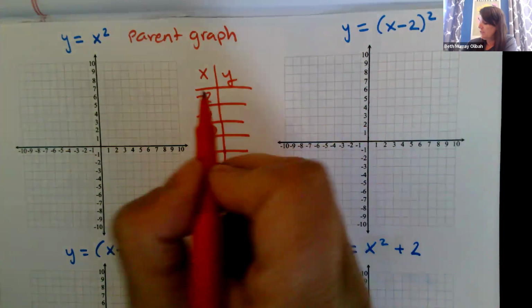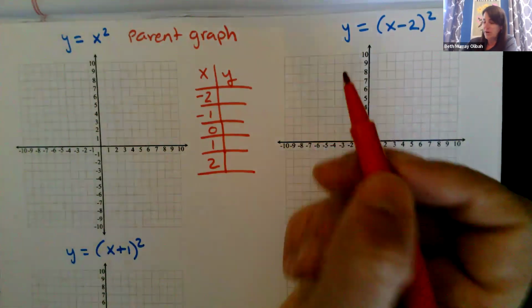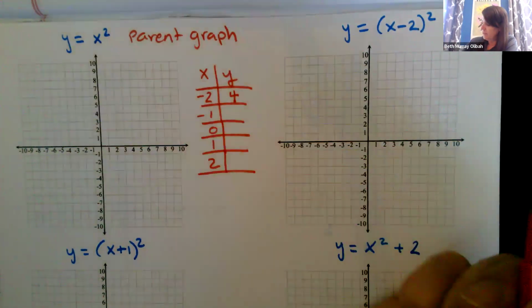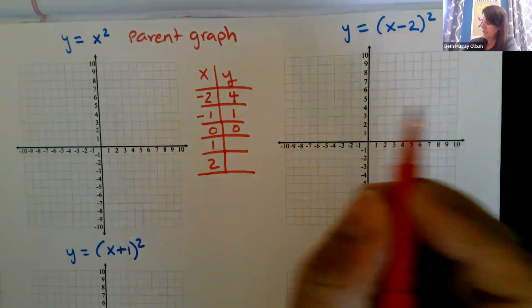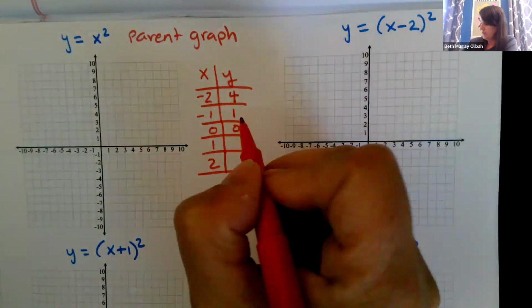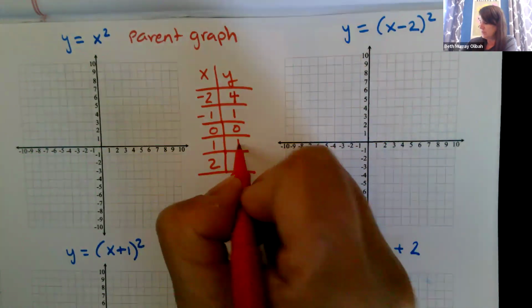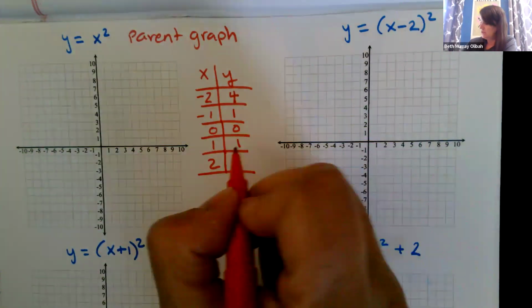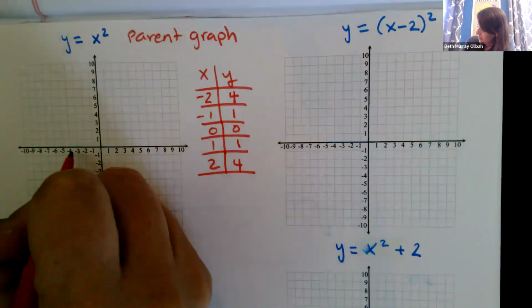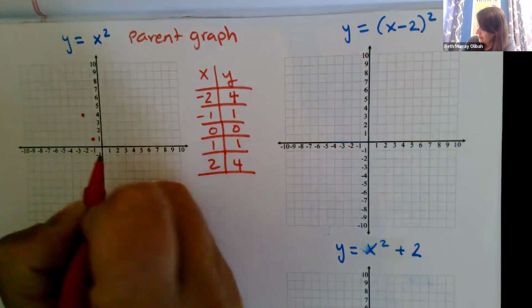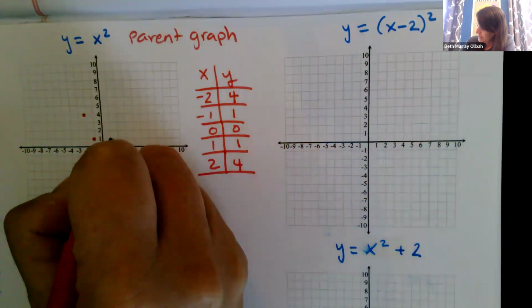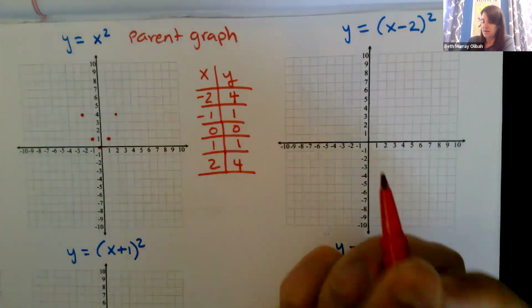So -2, if you plugged it in here, remember you're squaring a negative, so it becomes a +4. Same with -1 becomes positive. 0 squared is 0. 1 squared, so I'm just plugging these in. 1 squared is 1. 2, if I put it in, 2 squared is 4. If I graph those points, we would have a parabola that looks like this.